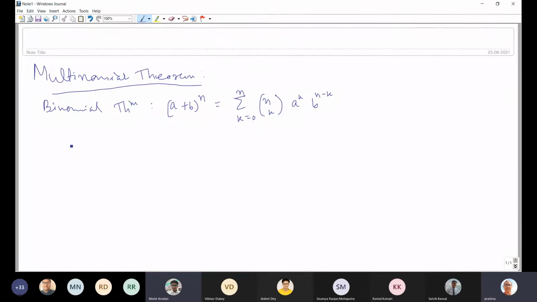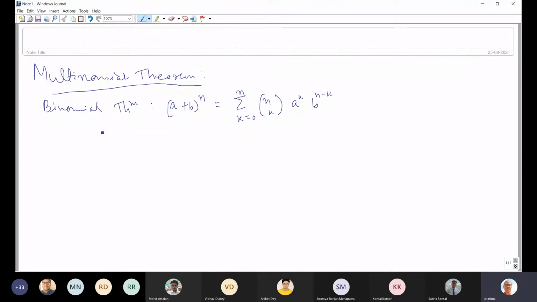Yes. I was telling that we'll see the multinomial theorem. The multinomial theorem is actually a generalization of the binomial theorem, which is known to you. In the binomial theorem, we take two parameters, a and b. All of you know this. So what will the multinomial theorem be? A generalization of this.